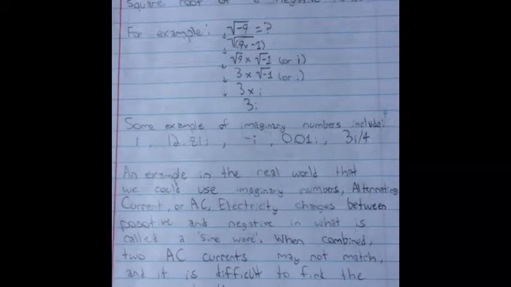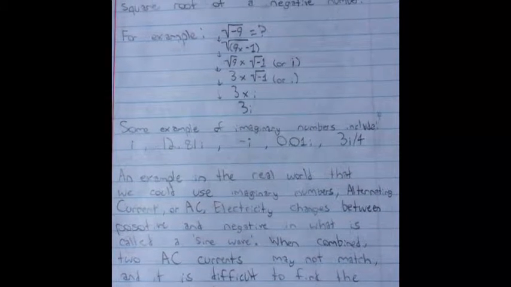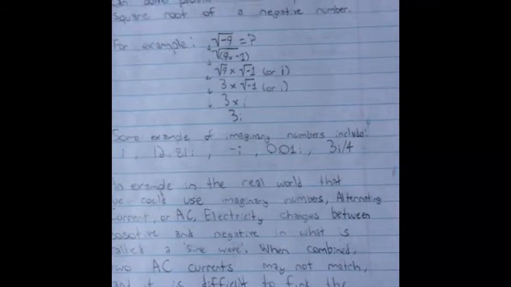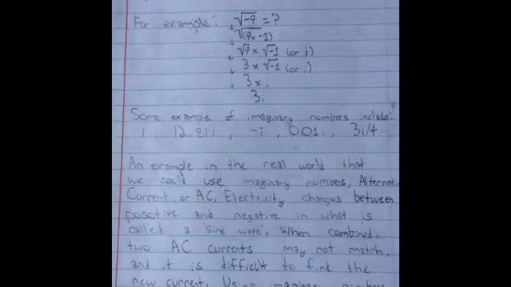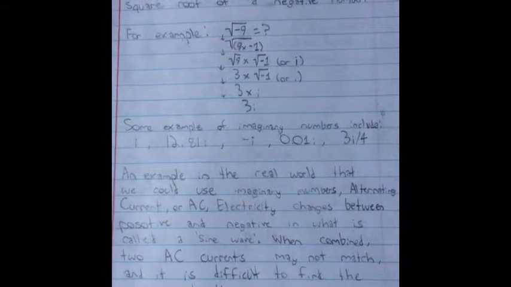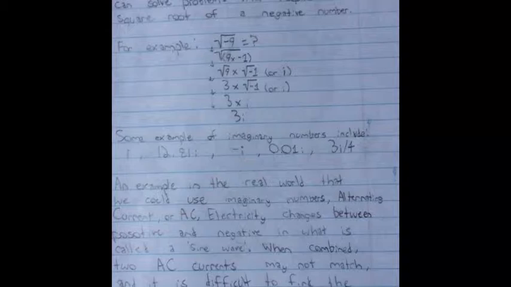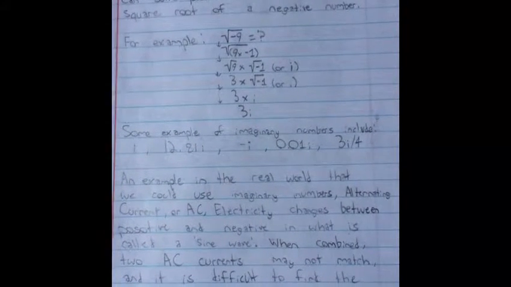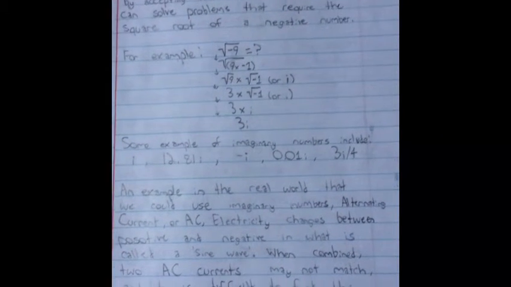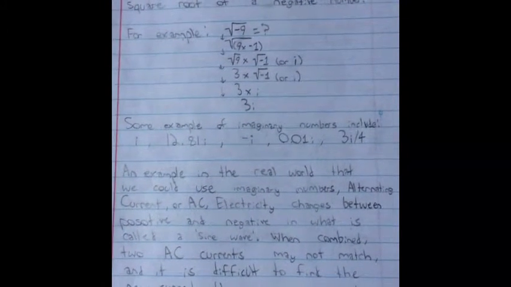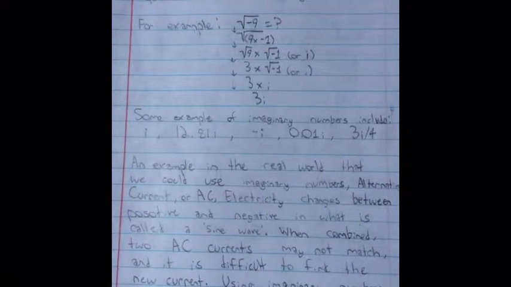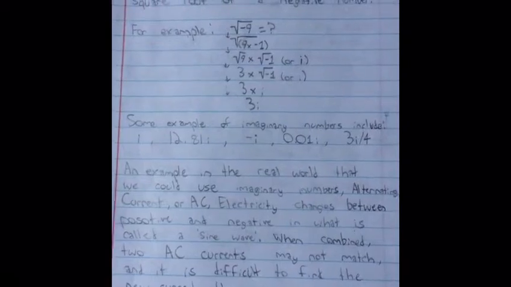An example in the real world that we could use imaginary numbers for is alternating current, or AC. Electricity changes between positive and negative in charge in what is called a sine wave. When combined, two AC currents may not match, and it is difficult to find the new current. Using imaginary numbers may make finding the new current much easier. Also, when you're using the quadratic formula, you can find the square root of negative numbers.